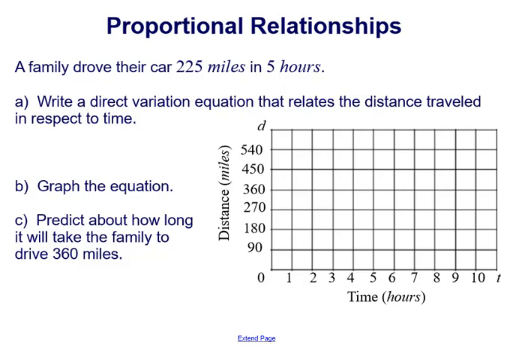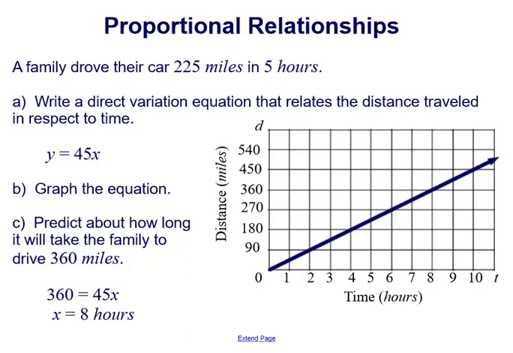So here we have an example of a real-life proportional relationship. A family drove their car 225 miles in 5 hours. First we're going to write a direct variation equation that relates the distance traveled with respect to time. Then we'll graph that equation, and then we'll use either the graph or the equation itself to predict about how long it will take the family to drive 360 miles.